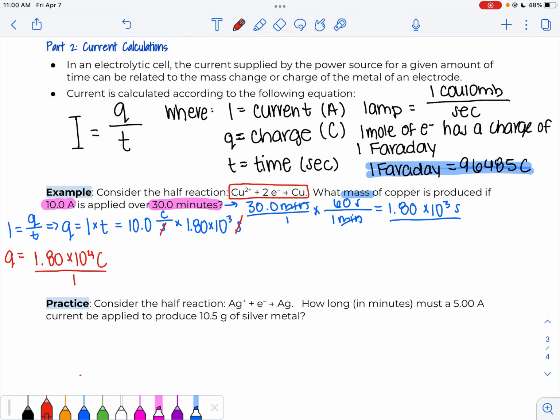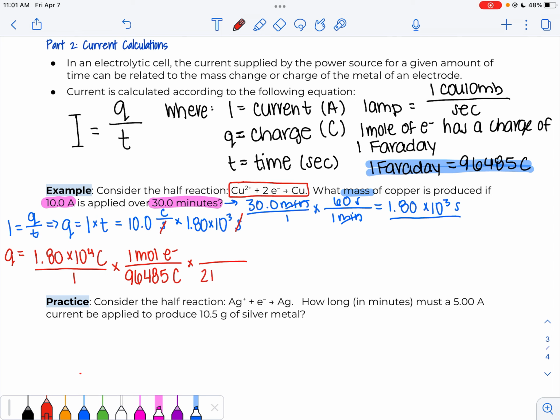So I know that I'm starting out with charge. That's my first term in my dimensional analysis. So I've got to get away from charge. So I'm going to do that to get to moles of electrons. So there are 96,485 coulombs of charge being carried by 1 mole of electrons. From my balanced chemical equation, I have 2 moles of electrons for every 1 mole of copper being reduced. And now if I've got moles of copper, how can I get to mass of copper? Molar mass, what? Okay, so 1 mole of copper, 63.55 grams of copper. Hi, molar mass. Missed you. Good old days.